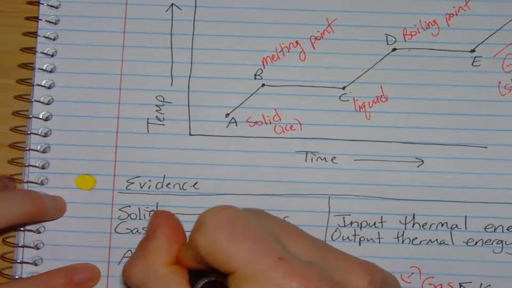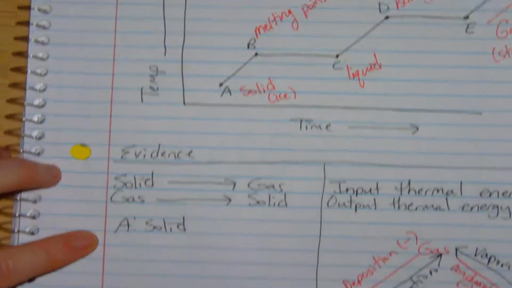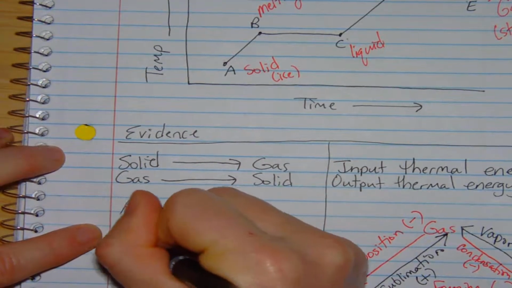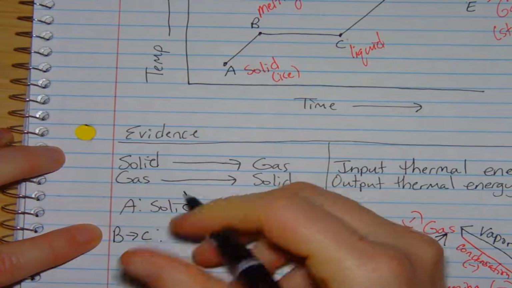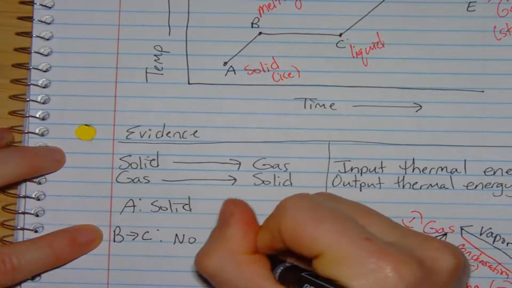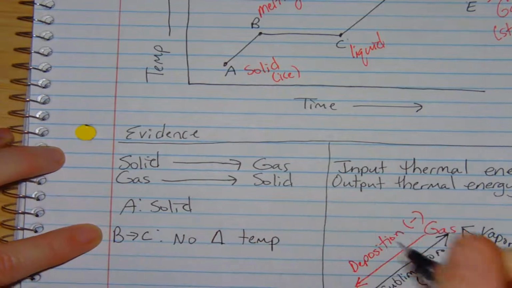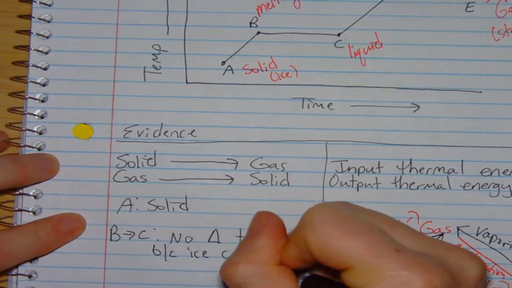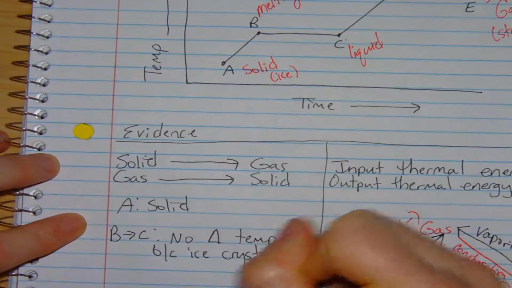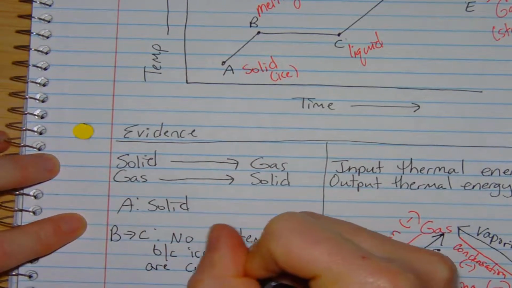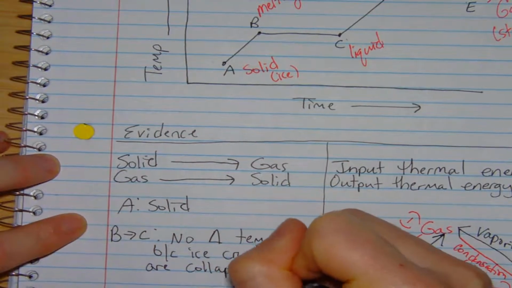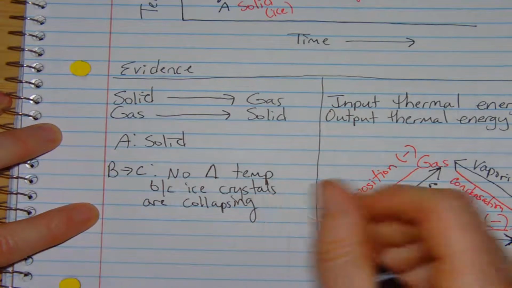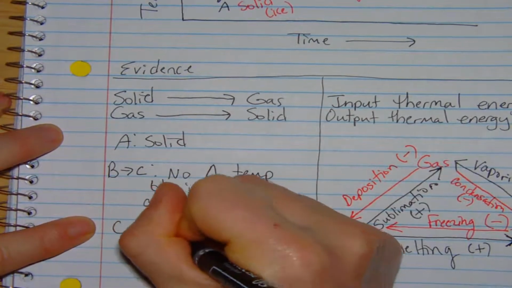So we know that A is a solid. From B to C, we see no change in temp of the actual substance because the ice crystals are collapsing, or solid argon even could be collapsing. Okay, we just usually deal with water. And then we know at C it became a liquid.